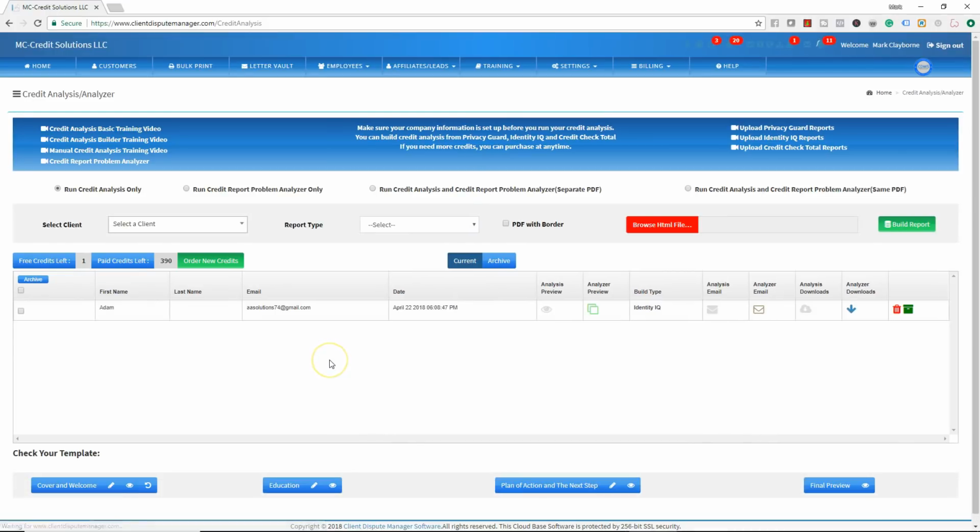All right, so what I've done is I've already run a credit report problem analyzer only by selecting here. Okay, and this is the report right here. This is just the report. We just analyzed the credit report, and what we're looking for is inconsistencies of the reporting from the furnisher to the credit bureau. So we're looking to see how the furnishers are reporting the data to the credit bureaus.